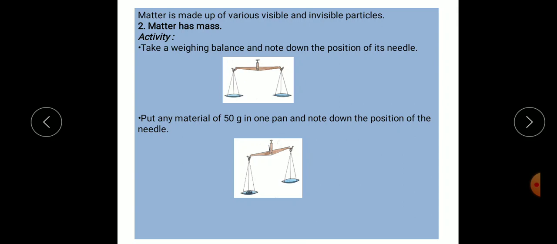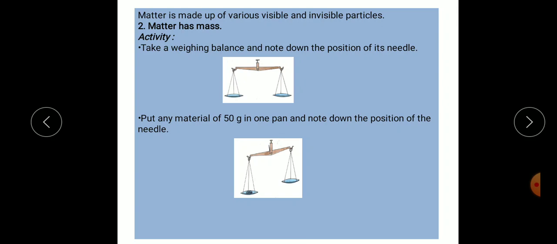Activity: take a weighing balance and note down the position of the needle. Listen once again, students. Take a weighing balance and note down the position of its needle and write it here. You can see here, students, that this is a weighing balance. Here the position of the needle is in the center. Next picture.